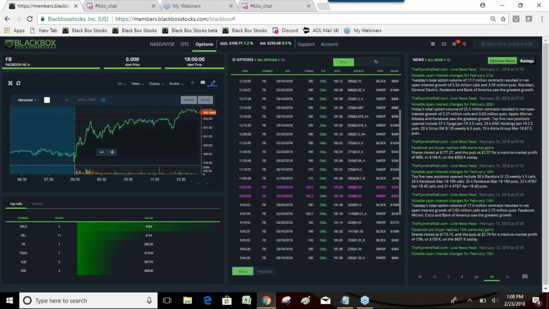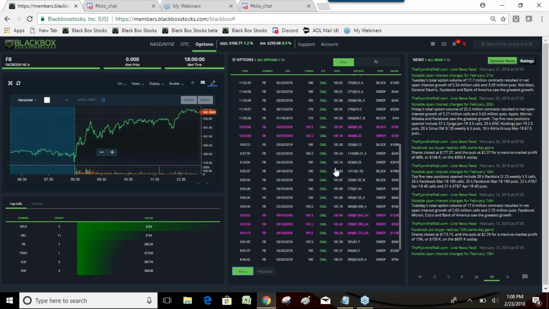They're still coming in above the asks, 185s. This is the ones we followed. Above the ask, above the ask, above the ask. Chart looks good. If the market holds up, we'll probably catch a couple bucks off those.